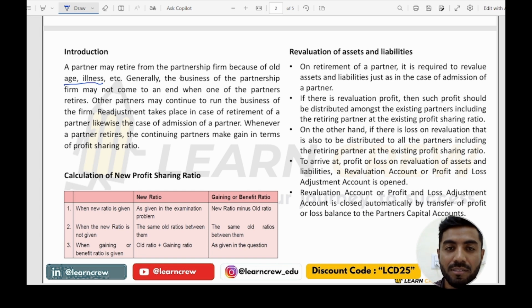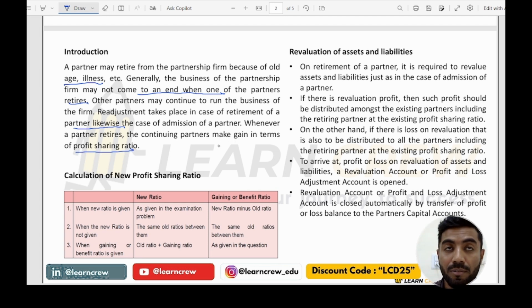Generally, when a partner retires, the partnership firm will still continue. The business of the partnership firm may not come to an end when one of the partners retires. So the other partners might continue the business, but they'll make some readjustment of the profit sharing ratio and other items. Readjustment takes place in case of retirement of a partner, likewise in case of admission. Whenever a partner retires, the continuing partners may gain in terms of profit sharing ratio.